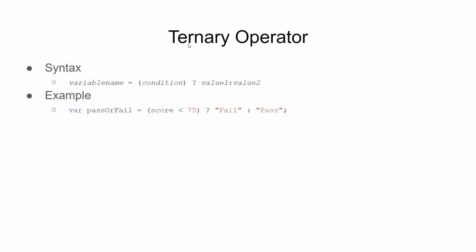It's also called the ternary operator, and the syntax is very simple. You basically have a condition and then a question mark and then a value or an expression and then a colon and then a second value or expression. Okay, so here's an example. So here we are saying var pass or fail equals a certain condition. So here we're just checking whether a score is less than 75 or not. If this condition is true, then it will assign this value to this variable. But if it is false, then it will assign this value to this variable.